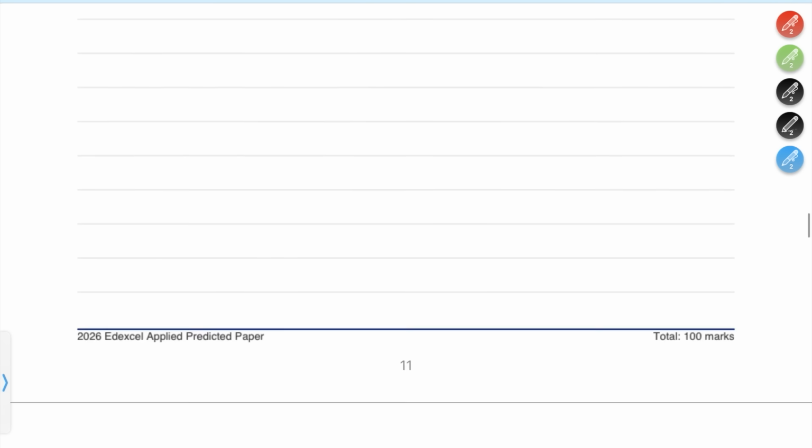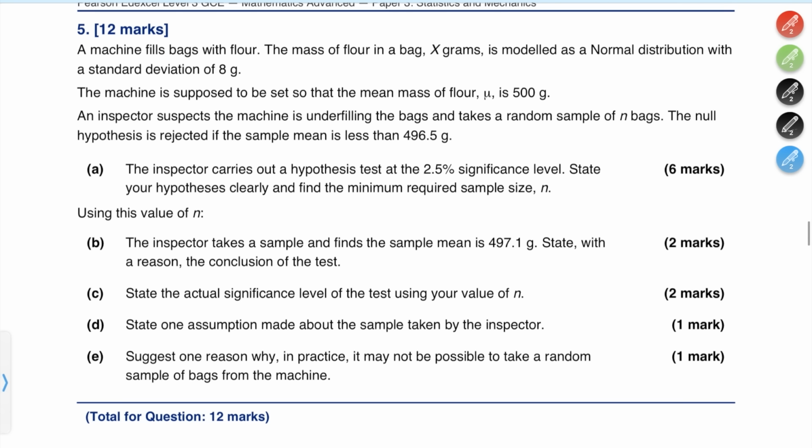And now we can move on to question 5. So I believe this should be our last question for statistics. I might be wrong. But now we've got another normal distribution question. A machine fills bags with flour. The mass of flour in a bag is modeled as a normal distribution with standard deviation 8.